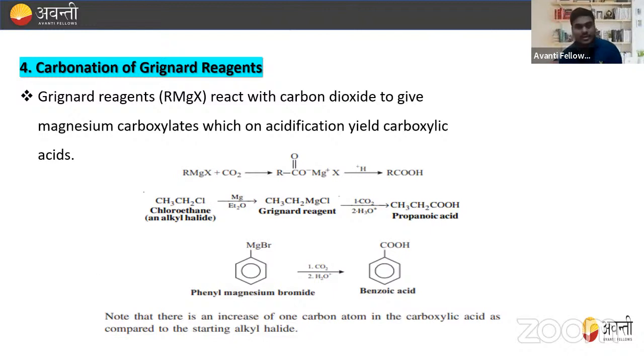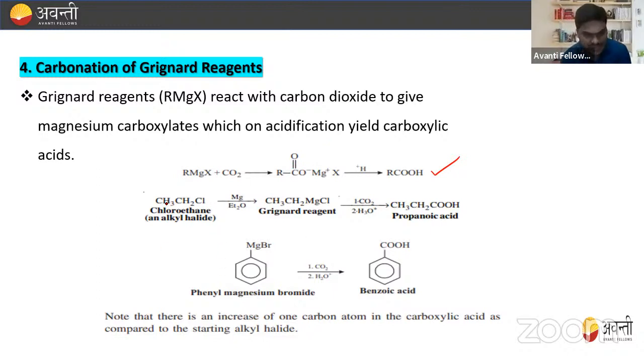So when you treat the Grignard reagent with CO2, you'll get RCOOMgX, right? And again, on acidic hydrolysis, you'll get RCOOH, right? So this is how you get this. Basically, the Grignard reagent, RMgX, reacts with carbon dioxide to give magnesium carboxylate, which on acidification gives the carboxylic acid like this, right?